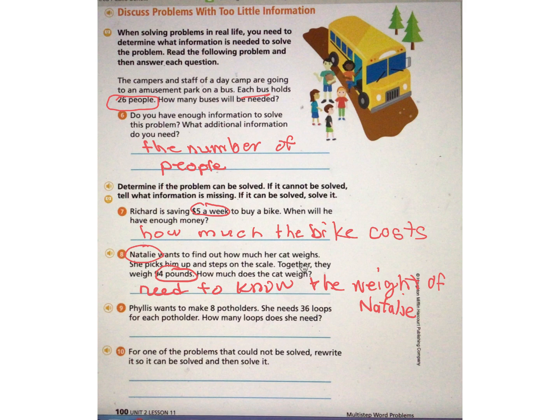The next one, Phyllis wants to make 8 pot holders. She needs 36 loops for each pot holder. How many loops does she need? 8 pot holders, 36 loops for each. That is going to be a multiplication problem. 36 times 8. So we can solve this one.